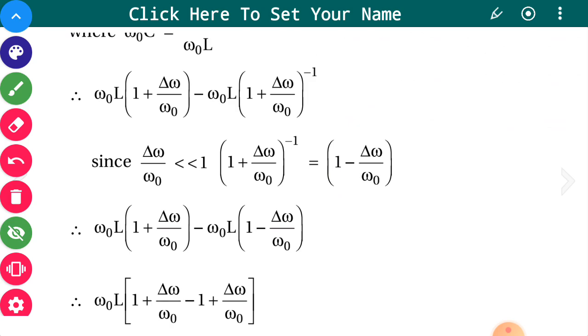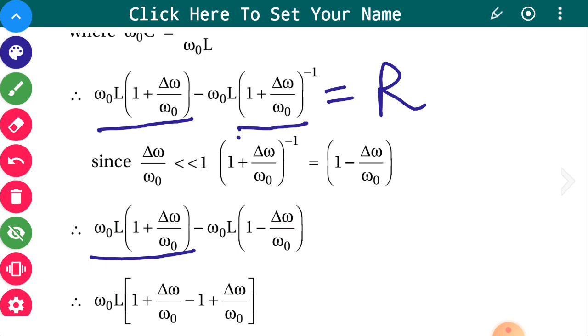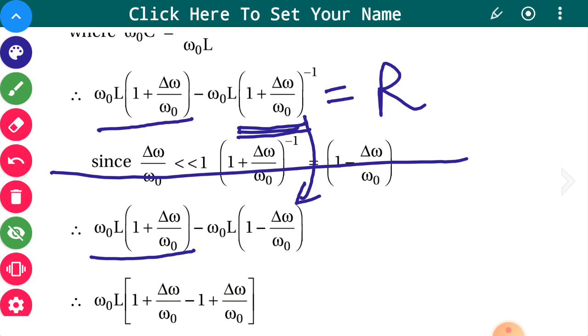Okay, and it has been simplified as 1. It is binomial expansion only. Just this step is as it is. This is equal to r. Okay, it has been removed. So this is equal to r. So instead of this particular bracket, it has been written as 1 minus delta omega upon omega 0. That is binomial expansion. You can directly write, no need to show this. That is equal to r.